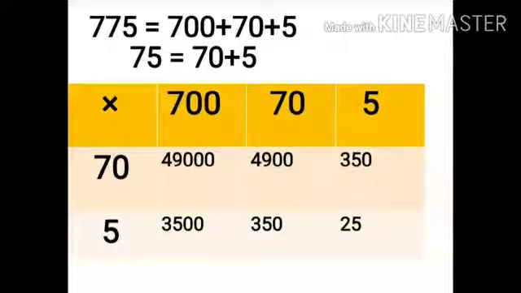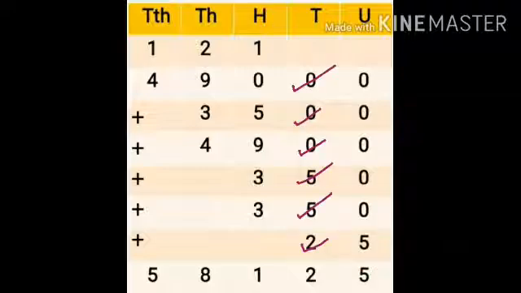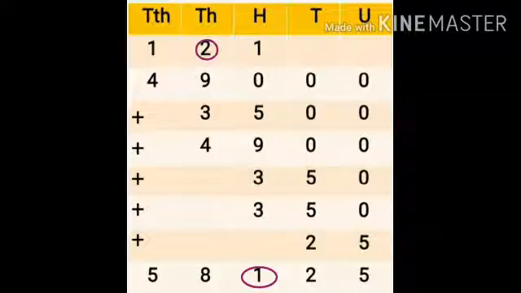Now we will arrange all the products according to place value for addition, starting from the units place. 0 plus 0 plus 0 plus 0 plus 0 plus 5, the answer is 5. 0 plus 0 plus 0 plus 5 plus 5 plus 2, the answer is 12. 1 we will carry over to the 100s place, 2 we will write in the tens place. 1 plus 0 plus 5 plus 9 plus 3 plus 3, the answer is 21. 2 we will carry over to the 1000s place, 1 we will write in the 100s place.